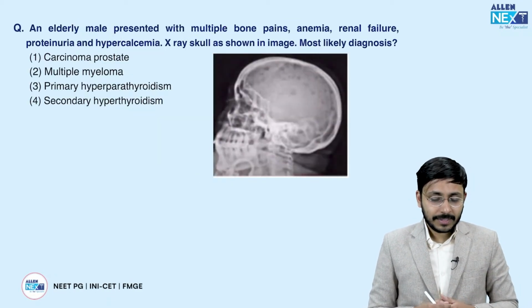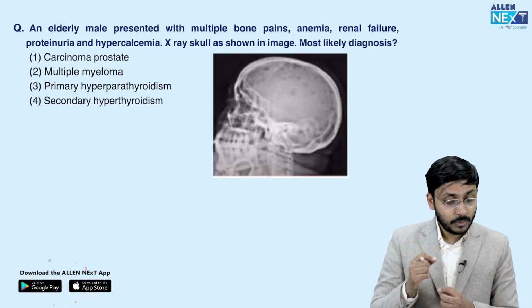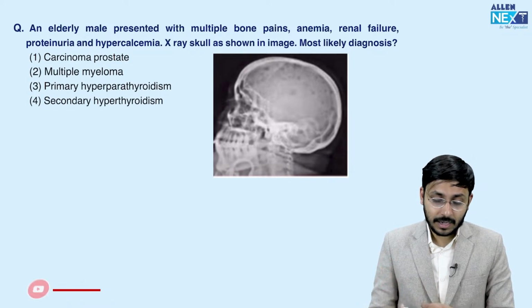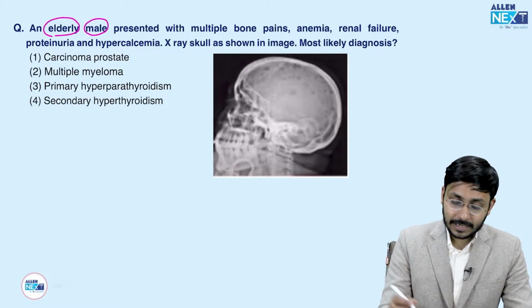An elderly male presented with multiple bone pains, anemia, renal failure, proteinuria, and hypercalcemia. So what are the buzzwords? First of all, it's an elderly male bone pain.